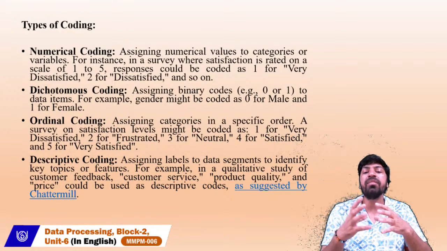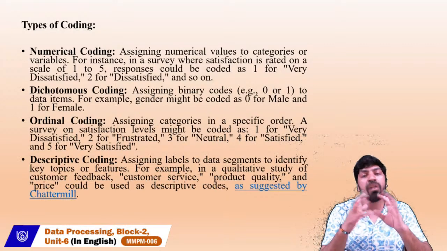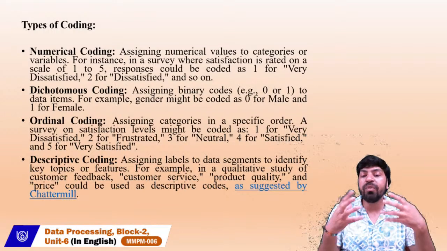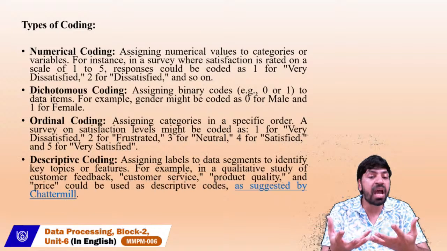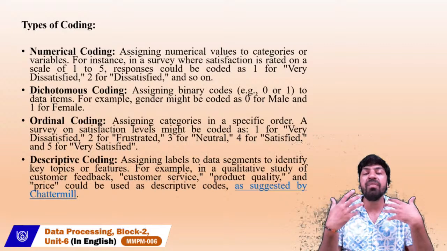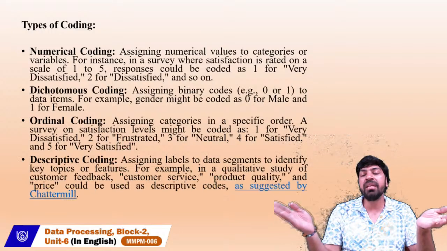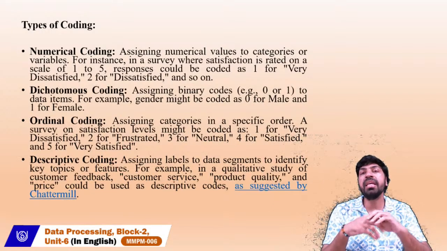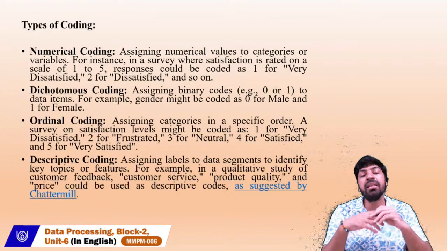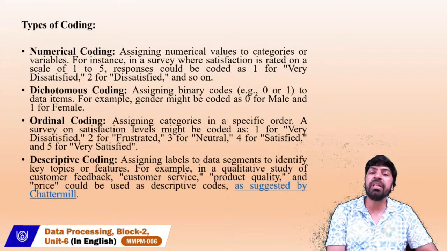Such descriptive codes could be suggested by psychologists, statisticians, and mathematicians who work on qualitative studies, where they generate various codes alphabetically or descriptively. If a statement has been given with four options, the coding can be done alphabetically. So this is called descriptive coding.